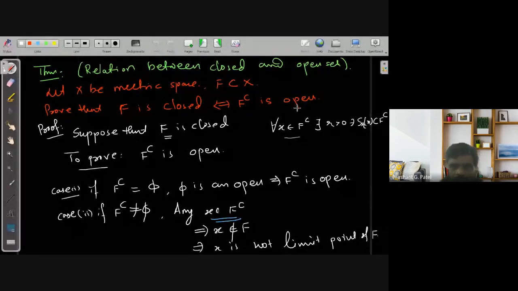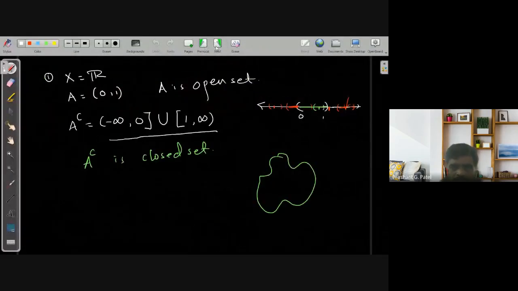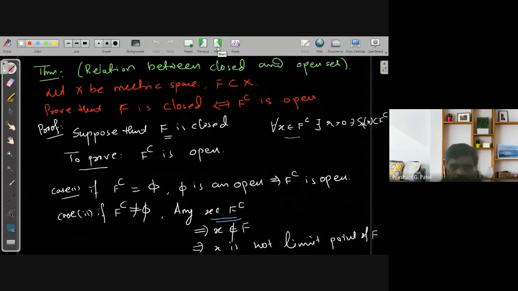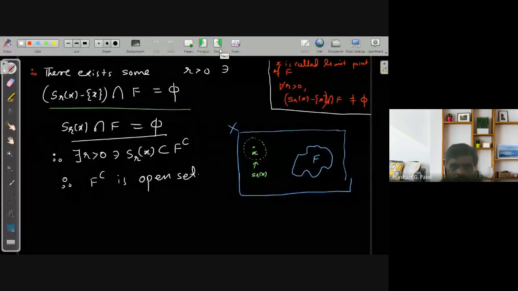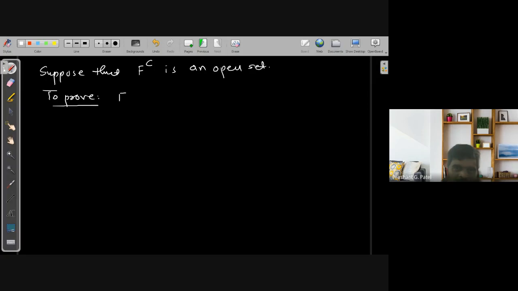Now conversely, suppose that we assume F complement is an open set. Now we have to prove that F is a closed set.